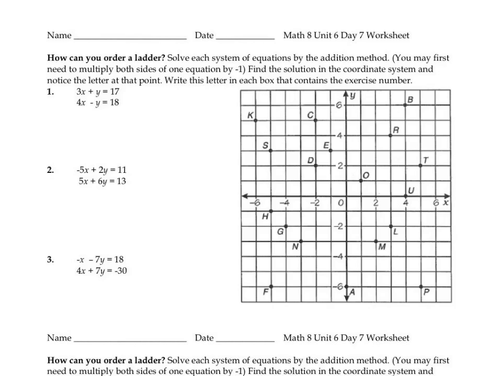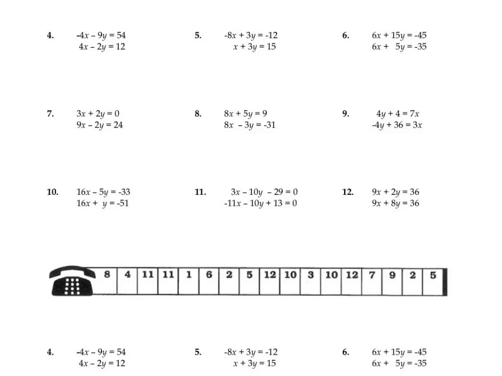We're going to be looking at the Unit 6, Day 7 worksheet on the back. And we're going to start with number 6. So it gives us 6x plus 15y equals negative 45 and 6x plus 5y equals negative 35. And we want to solve this system by using the elimination method, or the addition method.